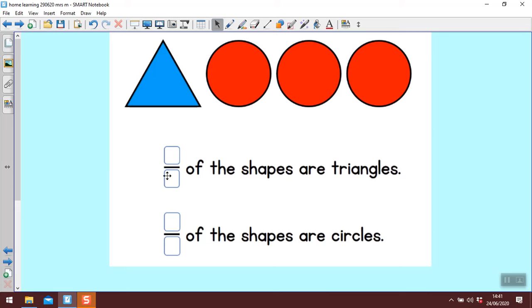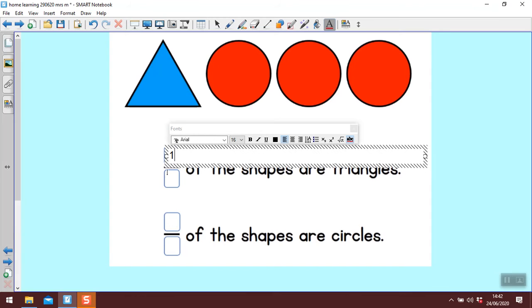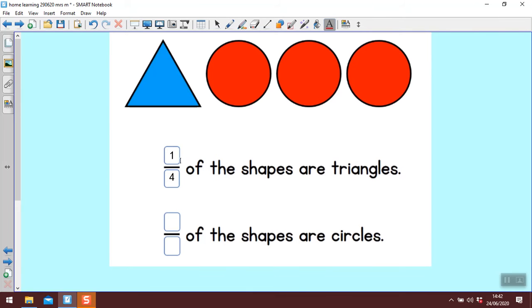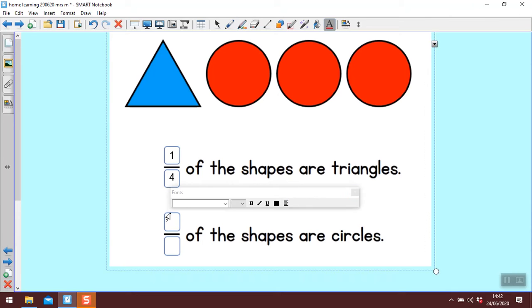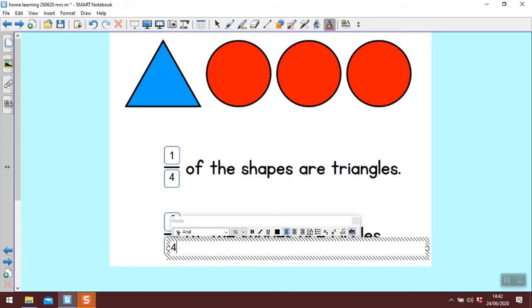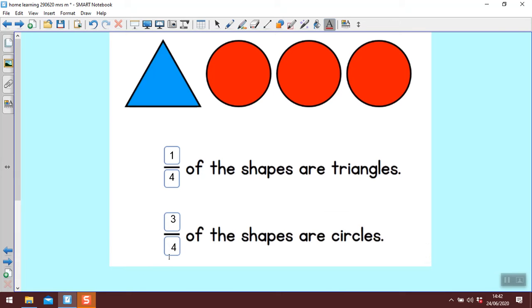The bottom number is called the denominator. That's how many shapes there are all together. And then the top number is called the numerator. That's just how many of them are triangles in this case and circles in this case. So 1 out of 4 shapes are triangles. So we put a 1 here and a 4 here. So a quarter. 1/4 of the shapes are triangles. And then 3 out of 4 of the shapes are circles, and that's 3/4. 3/4 of the shapes are circles.